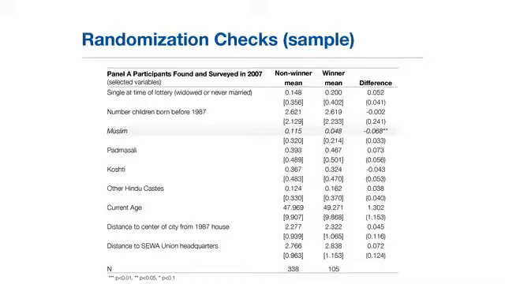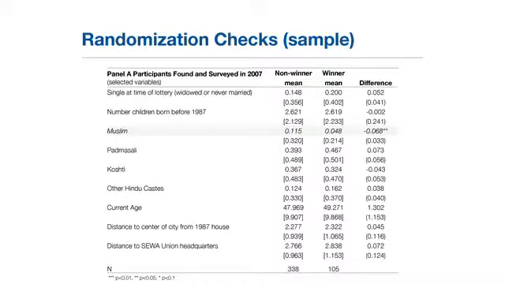So we do have one item that we find is unbalanced. This shows us that Muslims were more likely to be non-winners than winners. And of course this raises a flag. Why, if it's just a lottery, would this happen? It's perfectly possible that it actually does happen. You can get what we consider a bad draw, that on one characteristic it's unbalanced, even though the lottery happened.